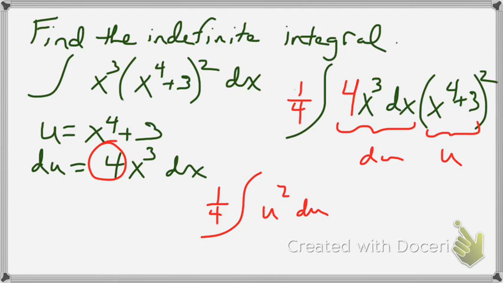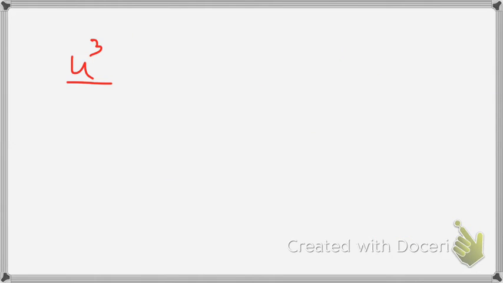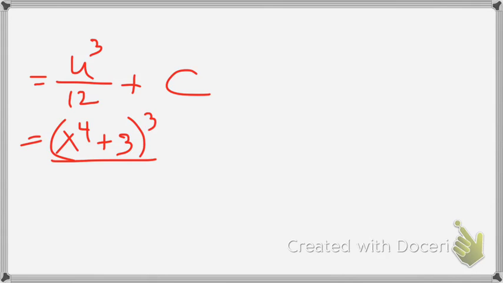And now we'll go ahead and integrate. When we do, we'll keep it simple. We'll add 1 to that power. Call it 3 and divide by that number. Of course, there is the constant of integration, and the constants are multiplied. That gives us u cubed divided by 12 plus the constant. Well, that is x to the fourth plus 3 cubed over 12 and any old constant.